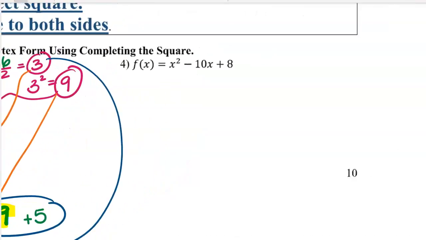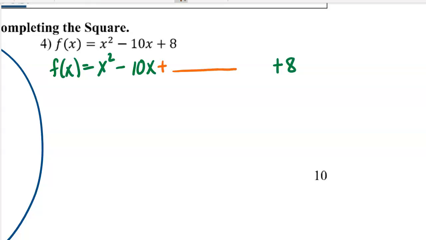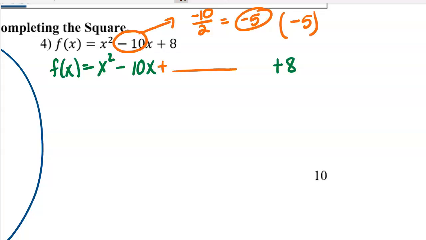Number 4, we have f of x equals x squared minus 10x plus 8. And so for this one, students, I'm just going to do my second method by moving the 8 all the way here. Then I'm going to go in and add a blank space. Remember, I can only add a 0, but we are going to manipulate this 0, okay? So your b value is negative 10. We are going to take half of that, so that's going to be negative 5, okay? Then we are going to take negative 5 and square it, and that's 25.